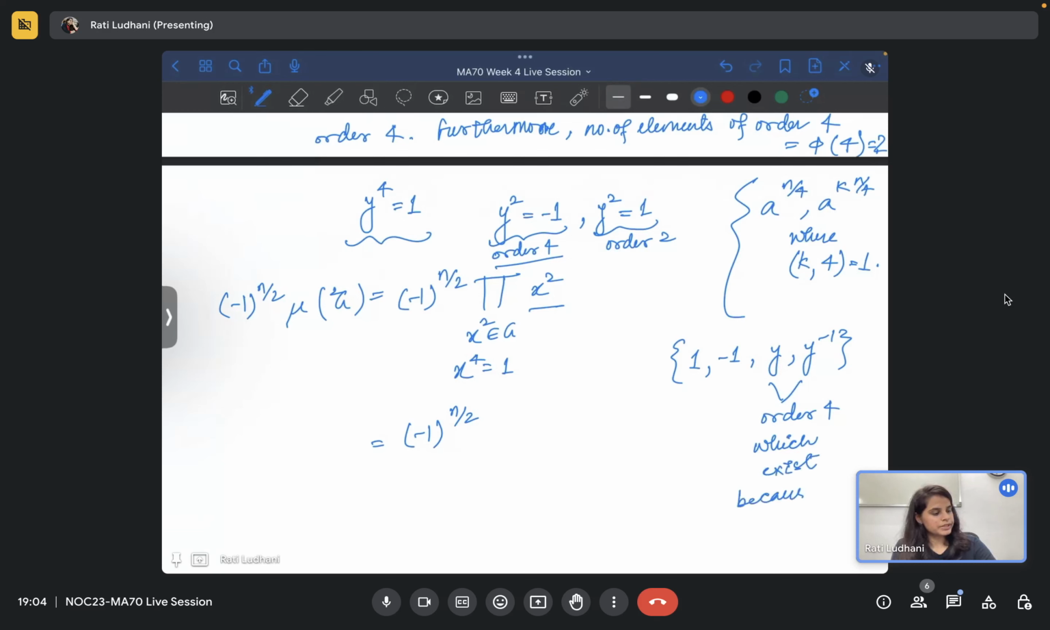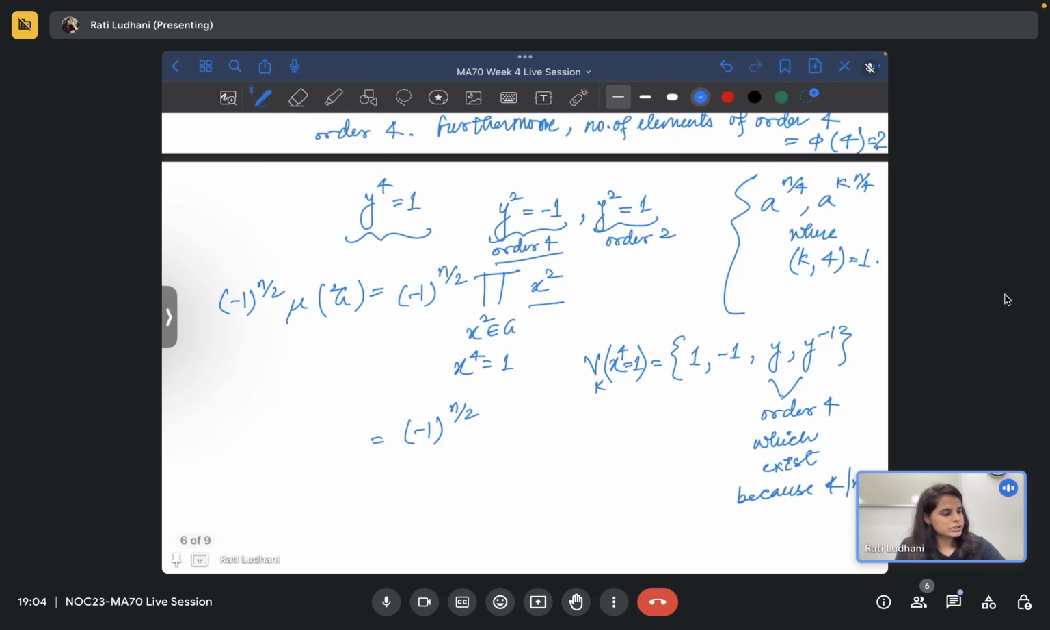because 4 divides n. We did already this. So we have these elements as roots of x raised to power 4 is equal to 1 in even the field, but I should not write G because this is the notation completely for field, but this is also in G also. So this is in G also. Okay. So this is this set.